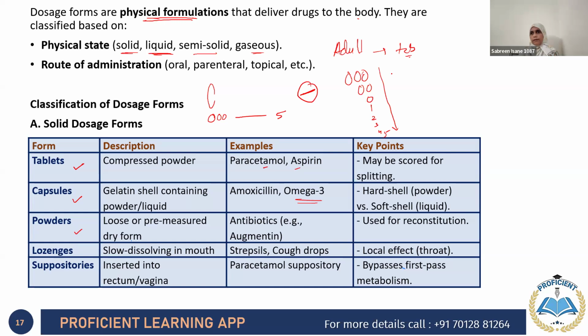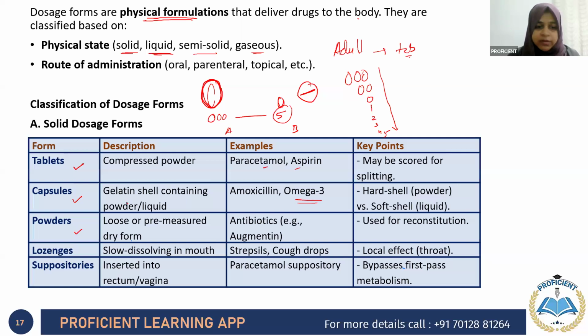Increase or decrease? Which one is bigger, 000 or 5? 5 is bigger? No, 000 is the biggest one. As the number increases, size decreases. Opposite. So 000 is the biggest capsule, and it is usually hard gelatin, not soft gelatin. Then 5 is the smallest. Clear? What happens to the size as we come down? It decreases, from 000 to 5.